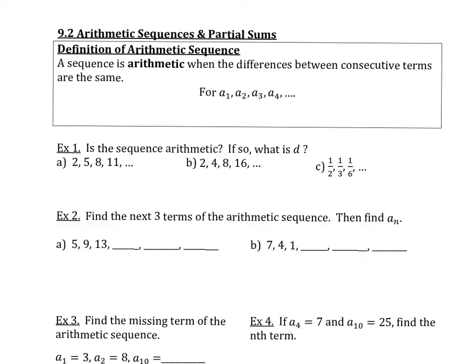Okay, first off, arithmetic. When used as an adjective, you say arithmetic. When it's a noun, like go do your arithmetic, you would say arithmetic. Okay, anyways. A definition of an arithmetic sequence.